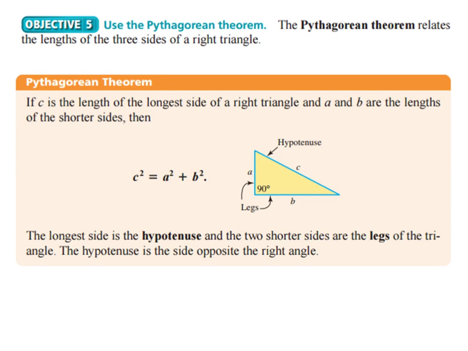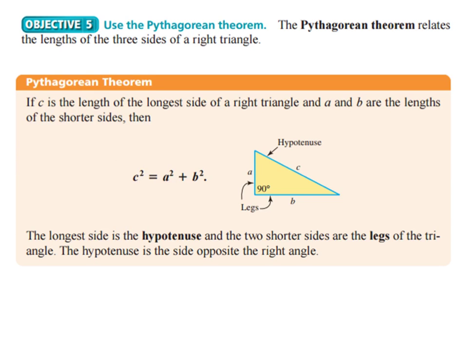One place where we have to deal with radicals is when we're using the Pythagorean theorem. So hopefully you remember this. The Pythagorean theorem relates the lengths of the three sides of a right triangle. So c being the hypotenuse, and a and b being the two legs, a squared plus b squared equals c squared. Now here, this equation is solved for c squared.